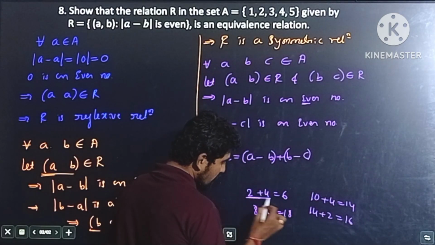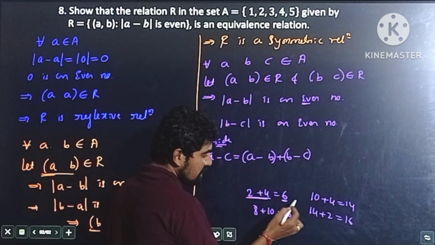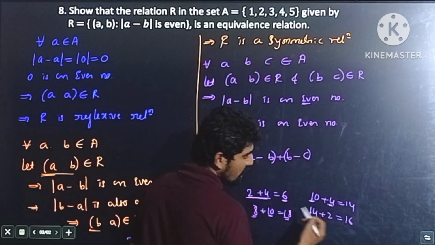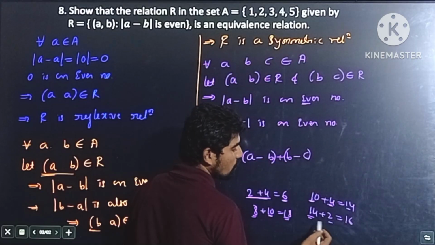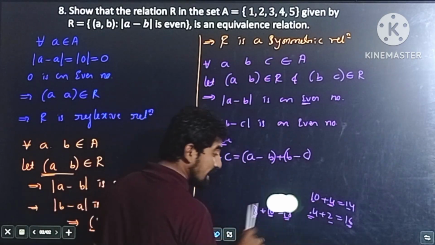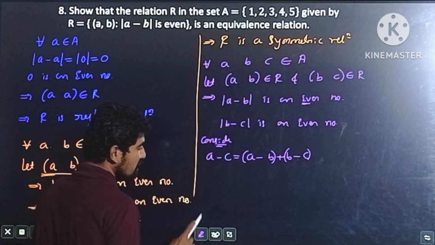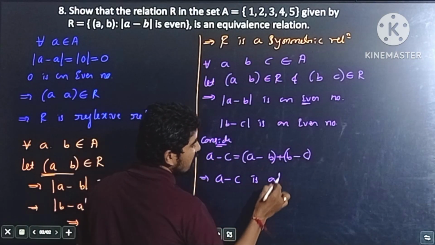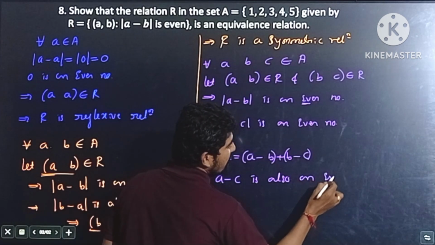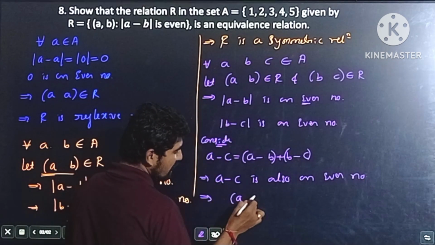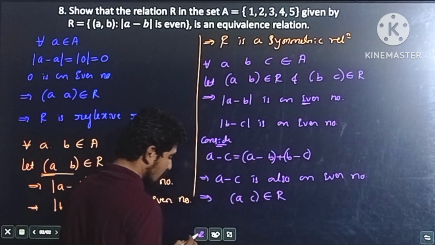See here, 2 plus 4, both are even, their addition is even. 8 and 10, both are even, their addition is even. 10 and 4, both are even, their addition is even. 14 and 2, both are even, their addition is also even. So the addition of two even numbers is again an even number. It means A minus C is also an even number. So if A minus C is an even number, definitely the pair AC belongs to relation R.